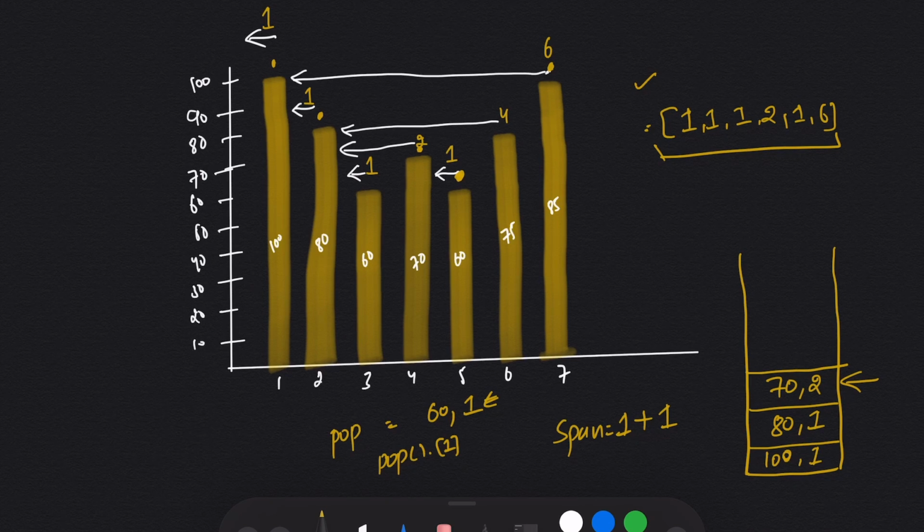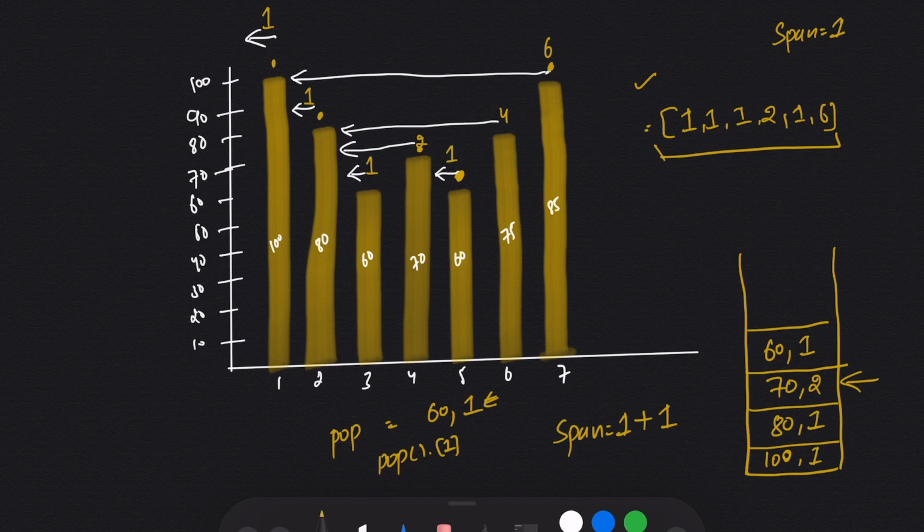Now we come to 60. Now again I will check whether previous day price is less than today's price or not. No, it is not. It is 70. That means our spend value will remain equal to 1. So I will insert 60 with spend value equal to 1.